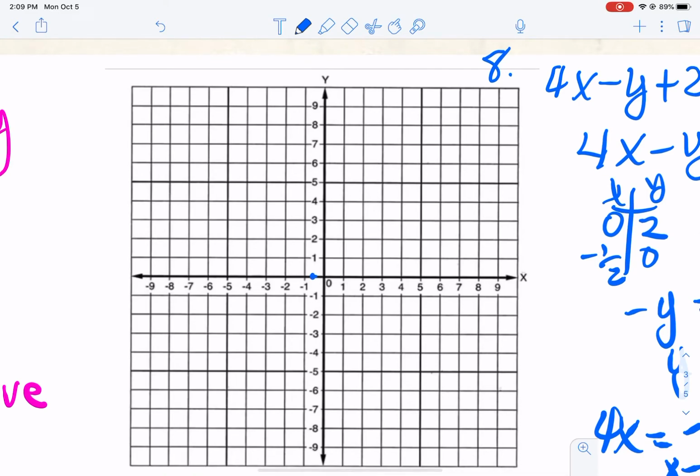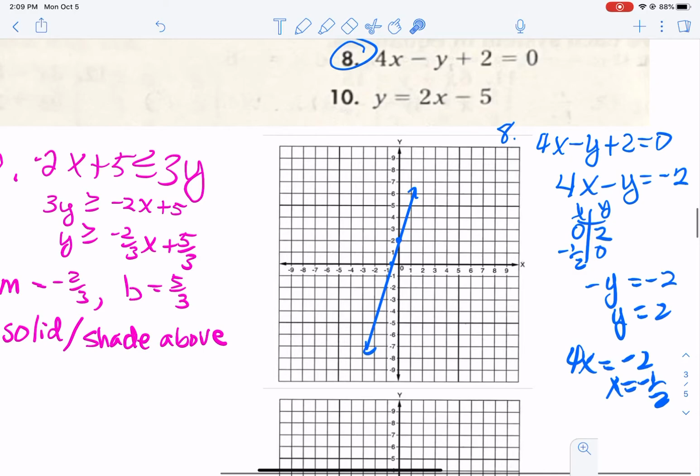So let's plug negative 1/2 as my x-intercept. 2 is my y-intercept. And then let's go ahead and graph that. There's no shading on that one because there's no inequality. It's just a line. It's the equal to, which gives you the line.